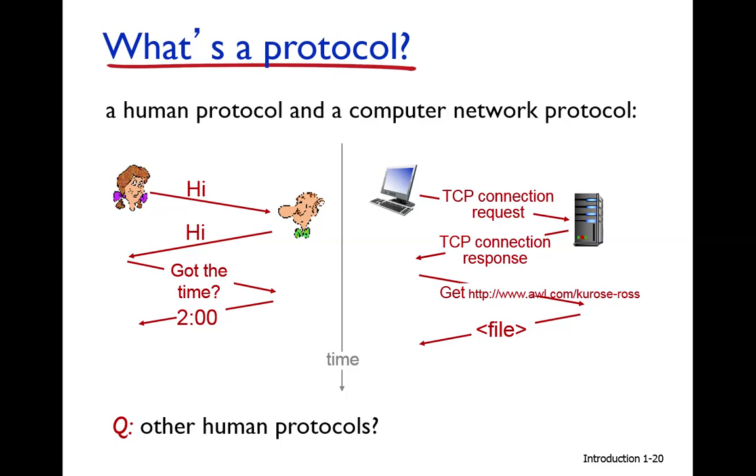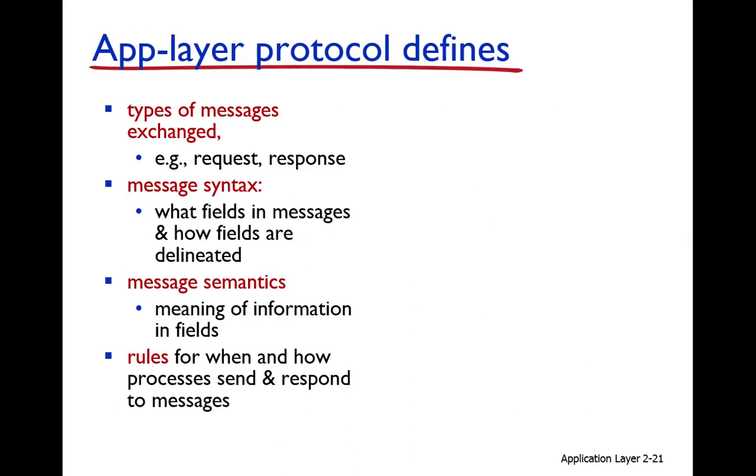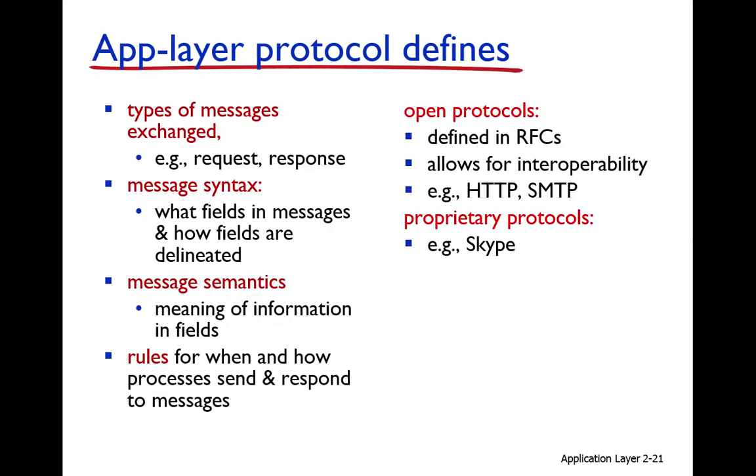For example, if someone asks you what the time is, you will tell them it's 2 o'clock or 3 o'clock. But when a person asks you what the time is and you say hello, how are you, it's not the right response; it's called an incorrect response. Similarly, when applications talk to each other, they must use application layer protocols, since the applications are running on machines.